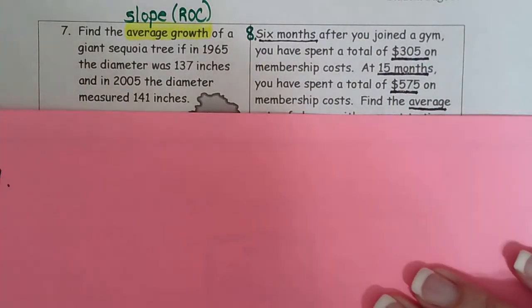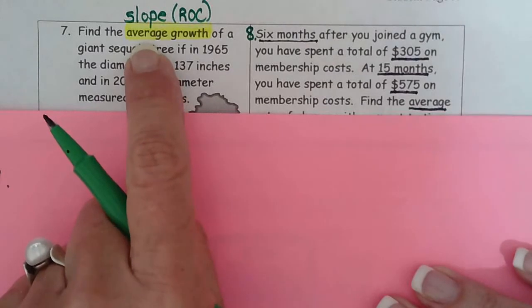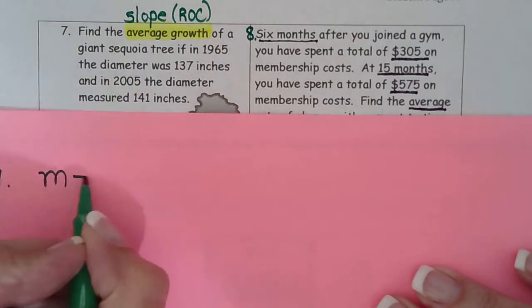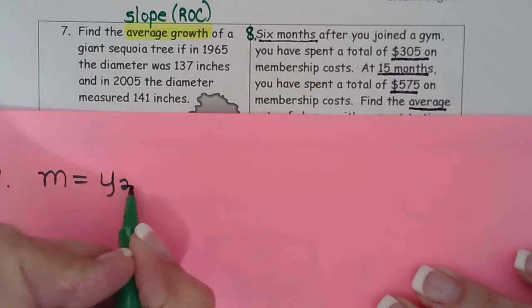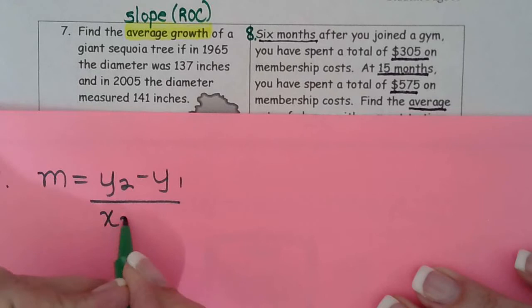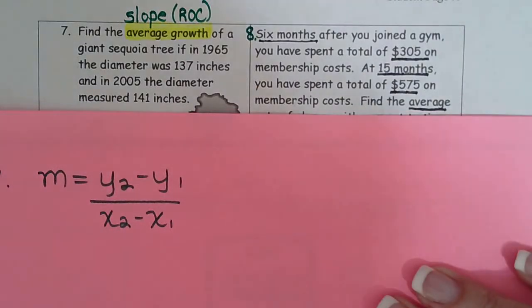At the end of the last video, we were just talking about number 7 and how average growth rate is the same thing as rate of change, which is the same thing as slope. So they're basically asking us for slope here. So that means we need to write the slope formula that we learned in chapter or module 6. And that's going to come into play.